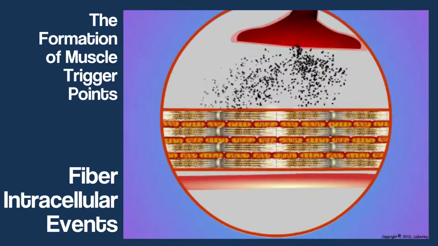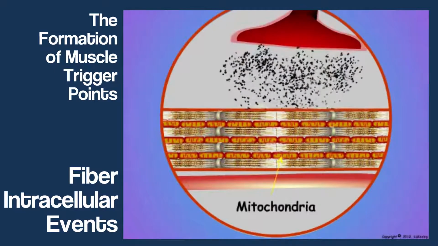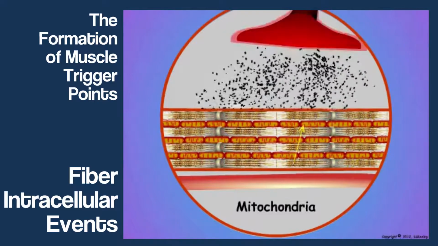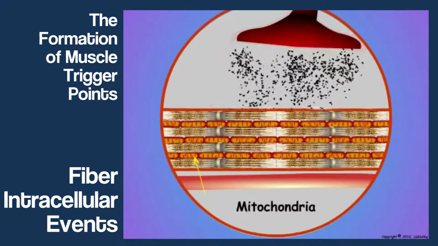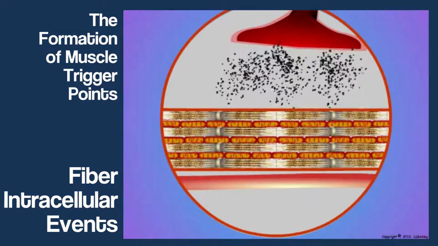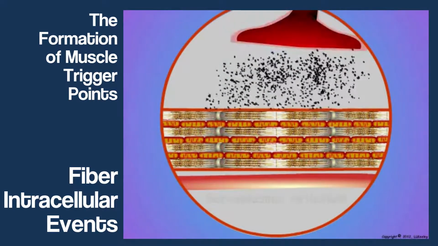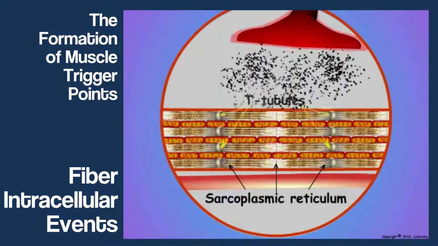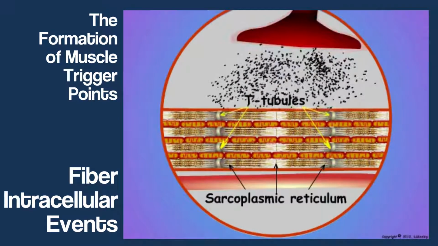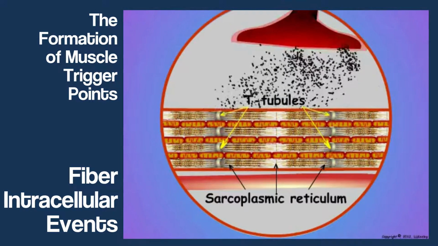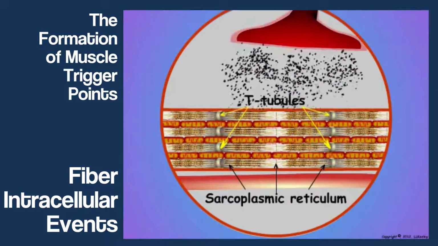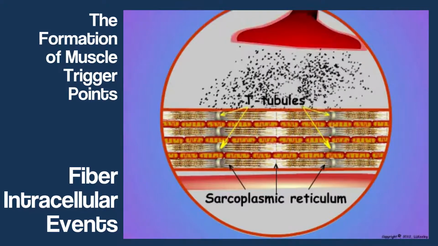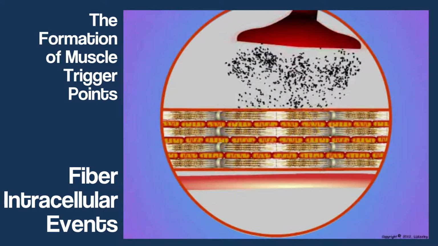Also scattered around between the myofibrils are mitochondria that synthesize ATP, which serves as the chemical energy to power muscle contraction and relaxation. We have already discussed the role of the sarcoplasmic reticulum to store calcium, and the T-tubules that transmit the electrical impulse from the outer fiber membrane into the fiber and over the surface of the sarcoplasmic reticulum to cause calcium release and initiate contraction.